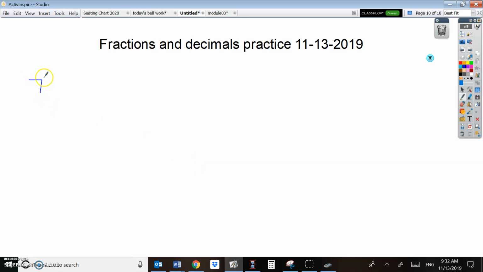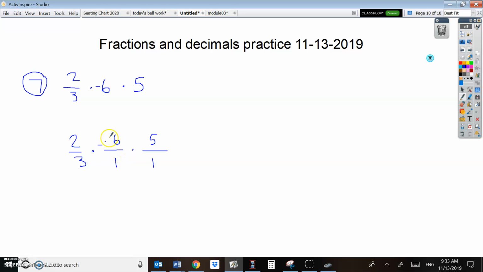Problem 7. 2/3 times 6 times negative, nope, not negative. This should be negative. Negative 6 times 5. Let's turn these fractions into whole numbers. 2/3 times negative 6 over 1 times 5 over 1. And now let the cross-canceling commence.